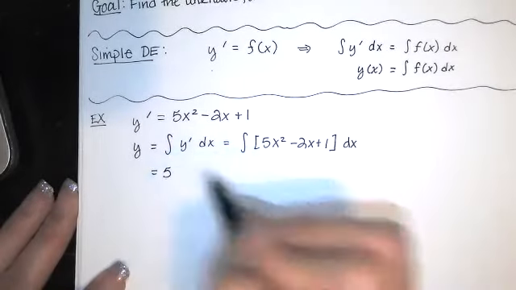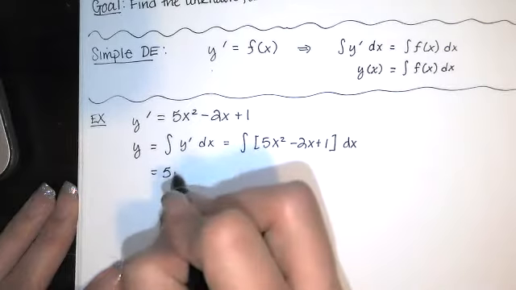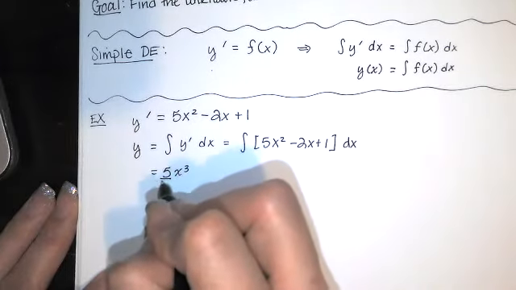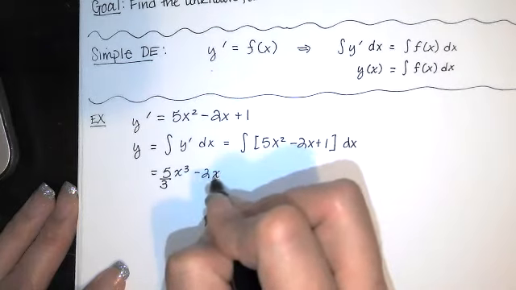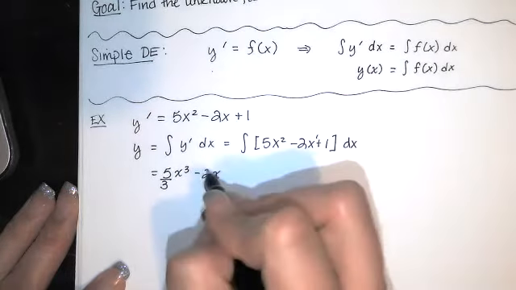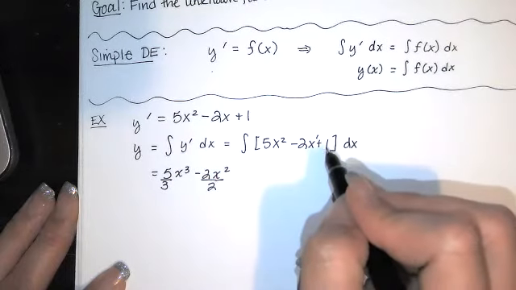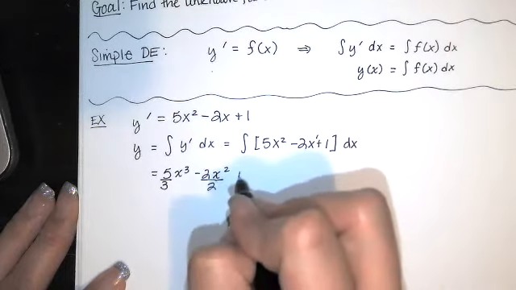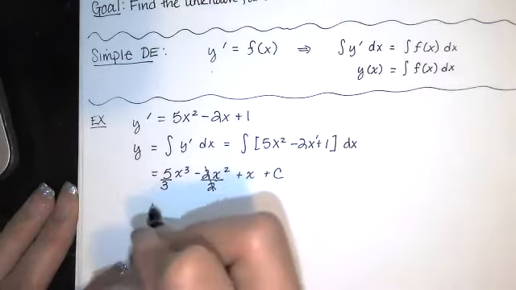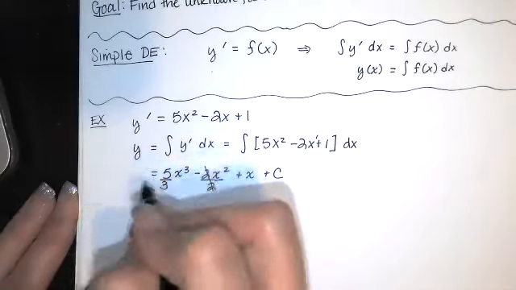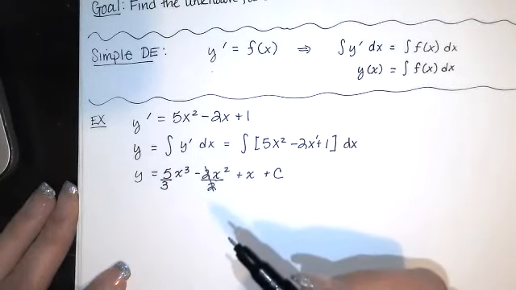So I bring the 5 down, and then I use my antidifferentiation rules to evaluate this. So I add 1 to the exponent, and I divide by the new exponent. Then I bring the negative 2 down. Then I have an x to the first there. So I add 1 to the exponent, and I divide by the new exponent. The antiderivative of 1 with respect to x is just that 1 times x, and then we add c. The 2's reduce, and we get this family of solutions to the differential equation.